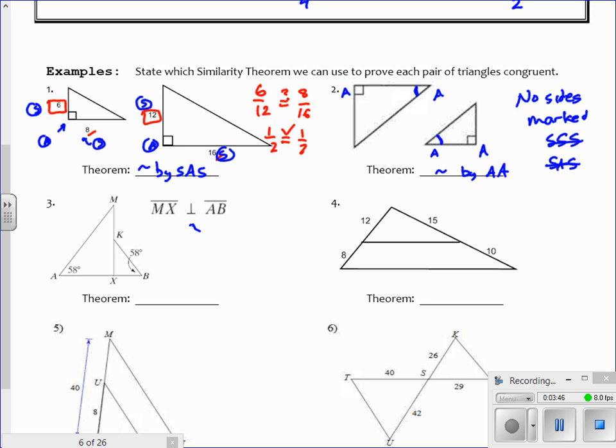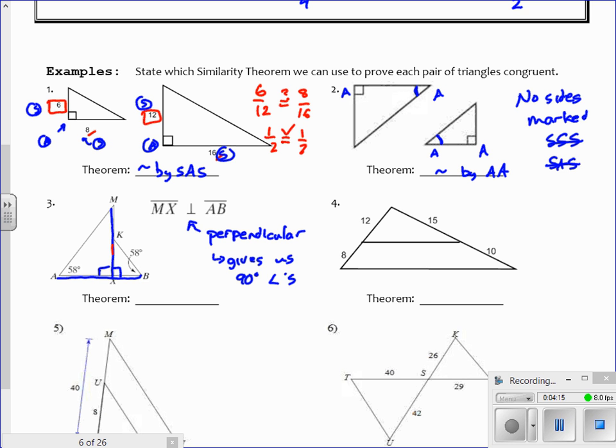Number 3, quick heads up in case you've forgotten. This line, this upside down T, means perpendicular. And what that means is we're going to be given basically 90-degree angles. So where MX touches AB, we get right angles, and that has that upside down T look to it again. What that tells us is we have right angles right where those two meet.